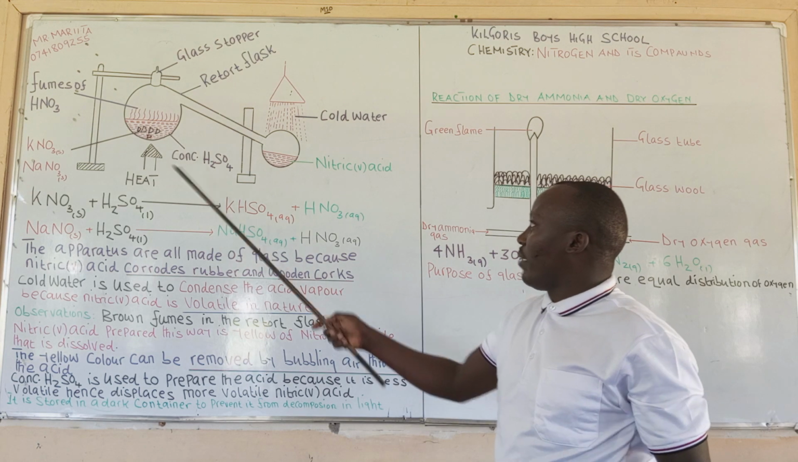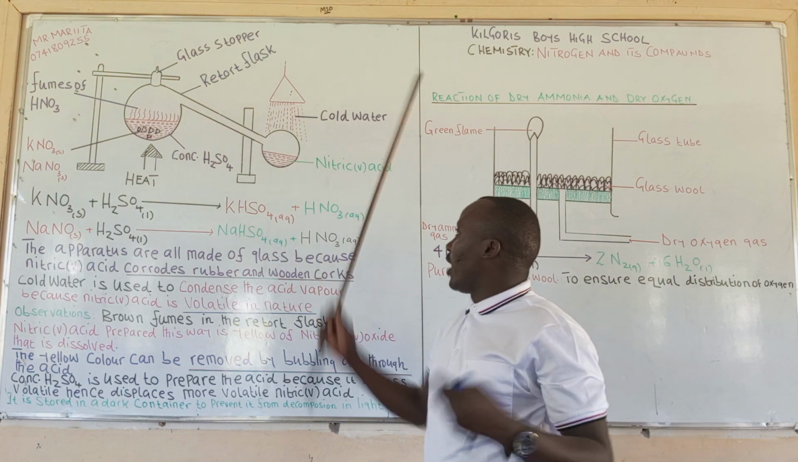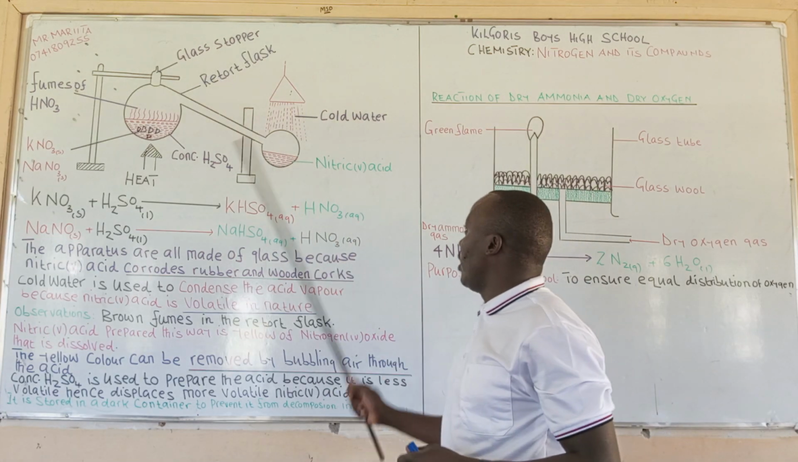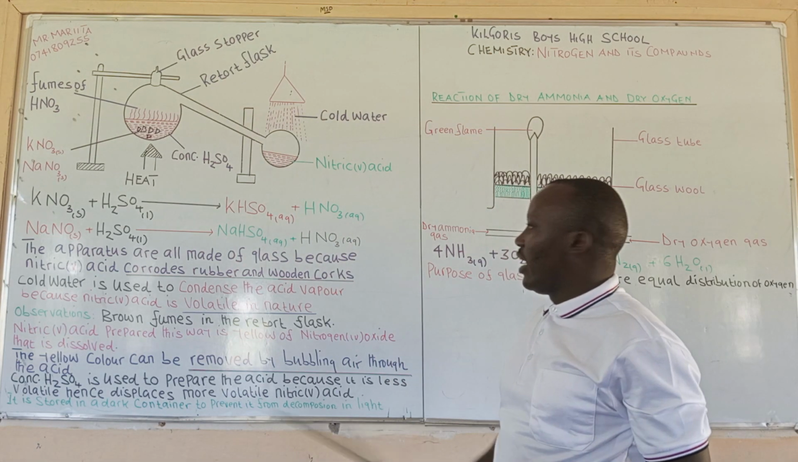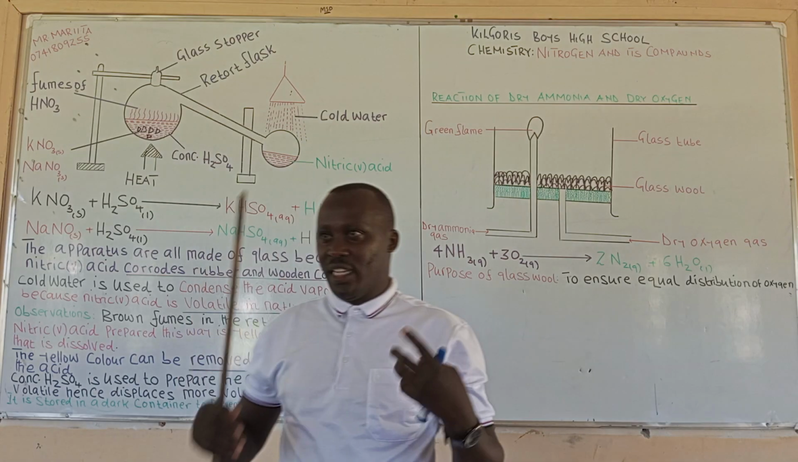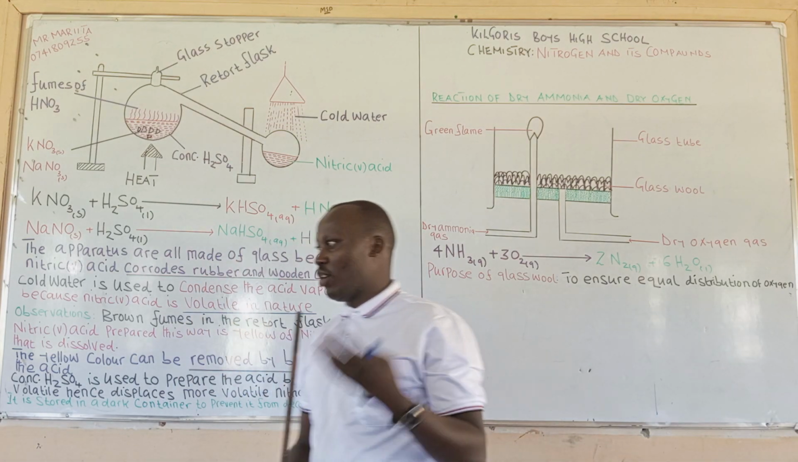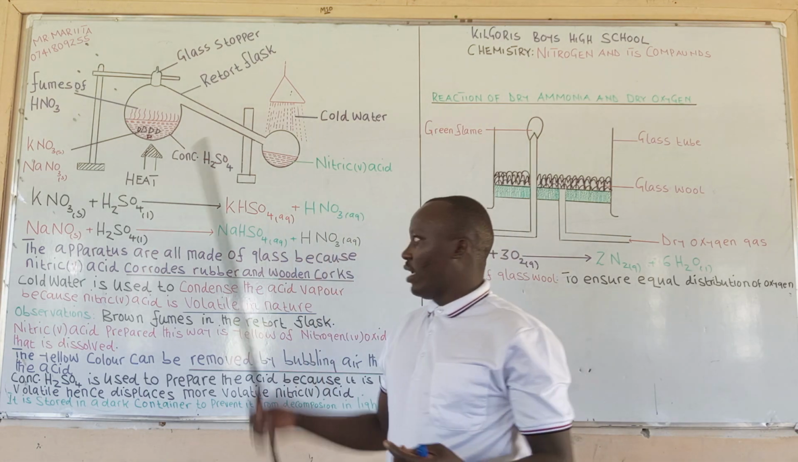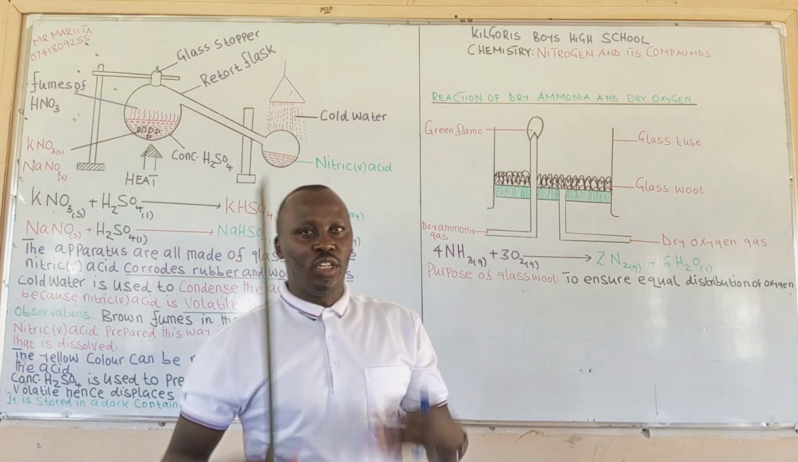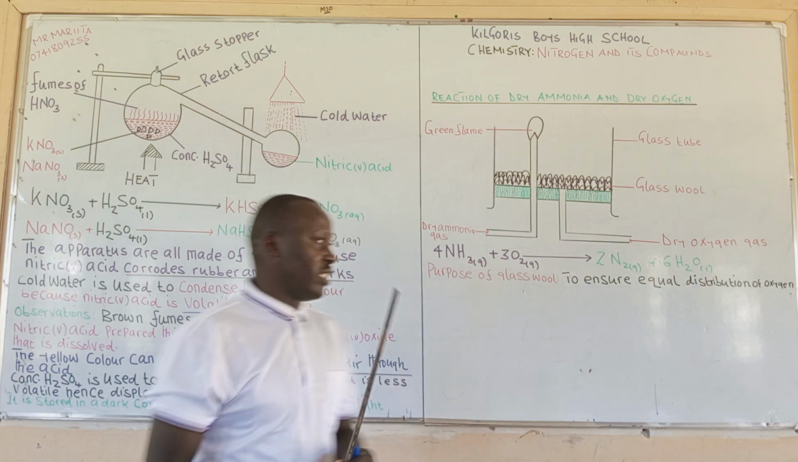You need, of course, this retort flask, and then we have the glass stopper, we have cold water, then we have a reagent which can be used for the preparation of nitric acid. We have two reagents which are normally required: potassium nitrate or sodium nitrate reacted with concentrated sulfuric acid.